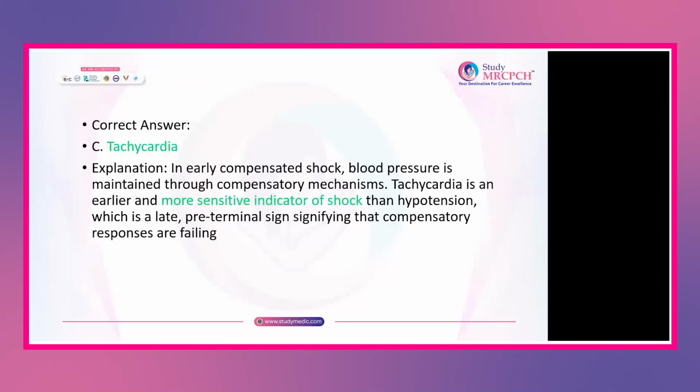Our answer here is tachycardia. Why? It mentions that in early compensated shock, blood pressure is maintained through compensatory mechanisms. Tachycardia is the earliest and most sensitive indicator of shock. Hypotension is a late pre-terminal sign, signifying that compensatory responses are failing.